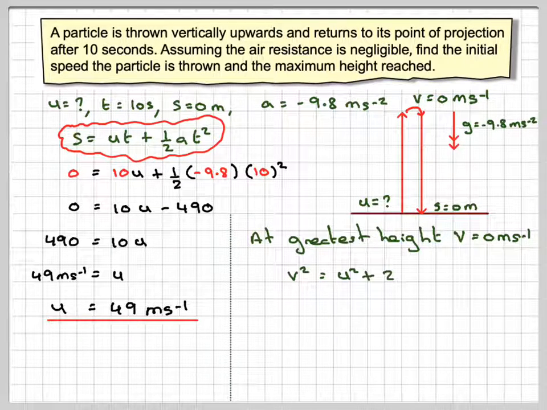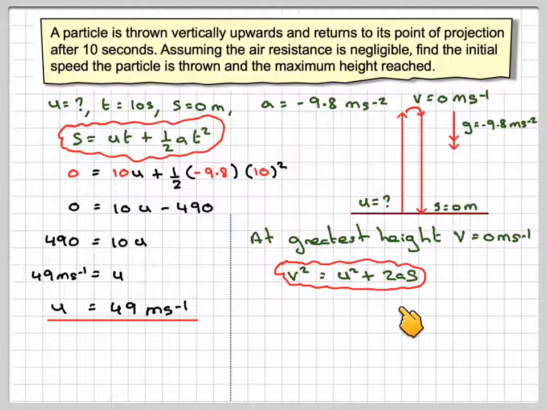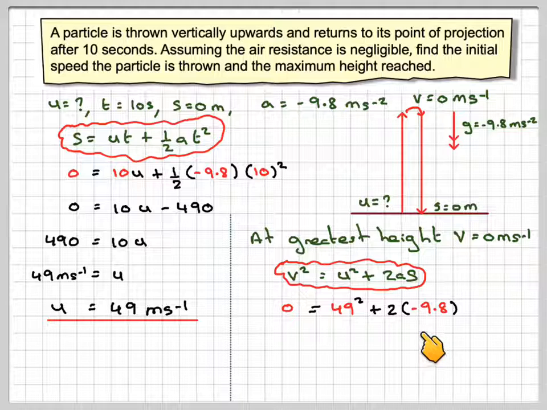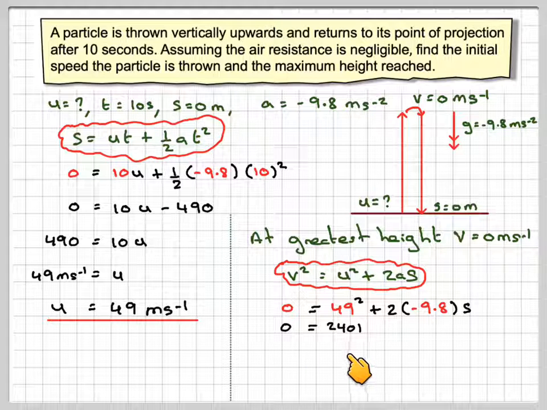So using V squared is equal to U squared plus 2AS, where we've got to find the value of S. We've got 0 because at the maximum height, the final velocity is 0. The initial velocity is 49, so it's 49 squared, plus 2 times the gravity, which is minus 9.8 times S. So that's going to give 0 is equal to 2,401 minus 19.6 S, 2 times minus 9.8.